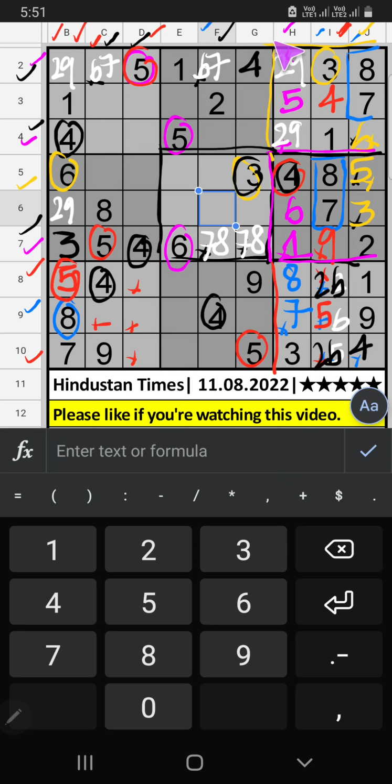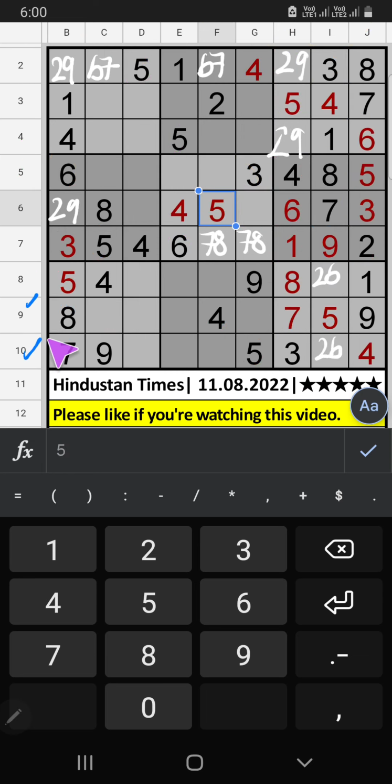Column F, column G, we have 4. So 4 can't come in these cells. 5th row also we have 4. So 4 can't come in the cell. Then 4 is confirmed here. 5th row, column G, we have 5. So 5 can't come in these cells. Then 5 is confirmed here.